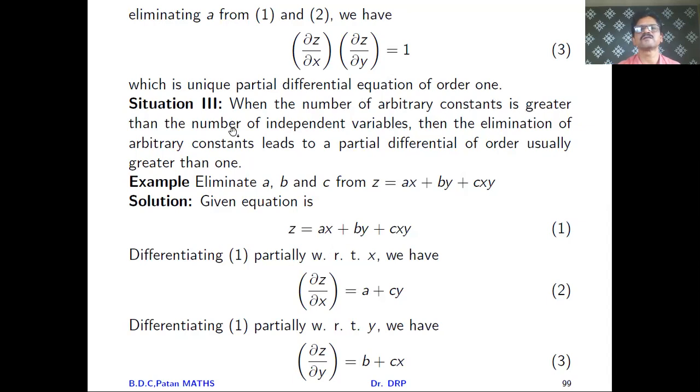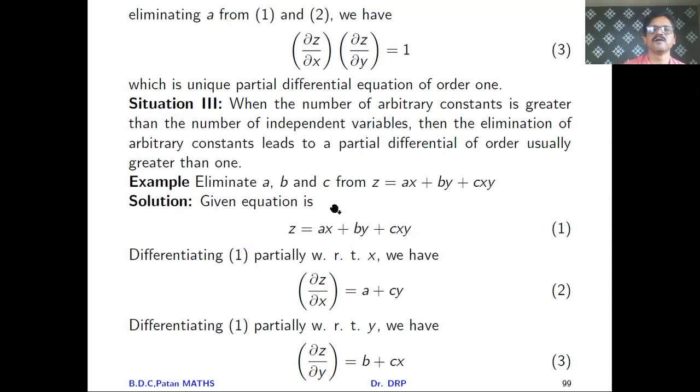When the number of arbitrary constants is greater than the number of independent variables, then elimination of arbitrary constants leads to a partial differential equation of order usually greater than 1. So generally in partial differential equations, we have only one dependent variable and two independent variables. If arbitrary constants are more than 2, then in that case it gives a partial differential equation of higher order, that is, order greater than 1.